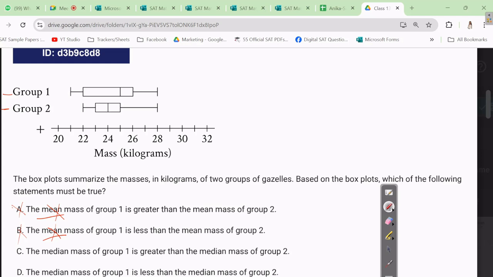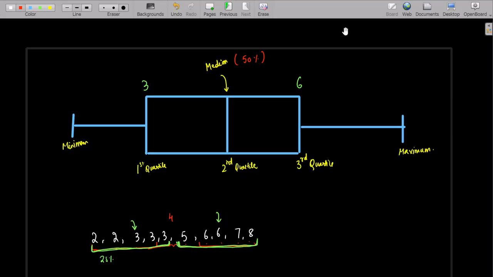The median of group 1 is 25 and the median of group 2 is 24. Exactly. So now we can compare both the medians, and C would be correct. Median mass of group 1 is greater than median mass of group 2, right? Right, since 25 is greater than 24. Okay, so this completes, Anika, your one variable data sets. Now we'll start with two variable data sets and hopefully probability as well.